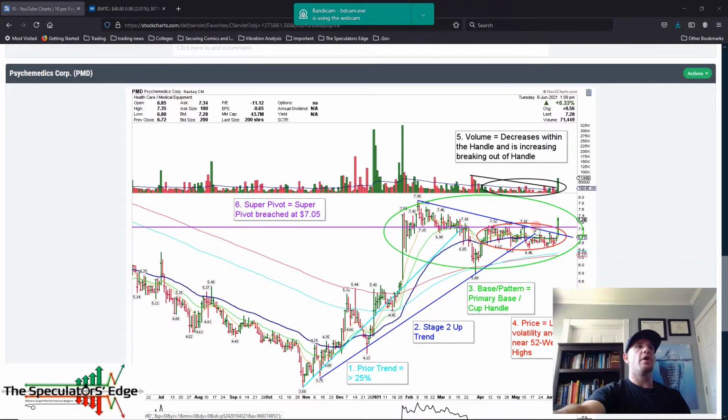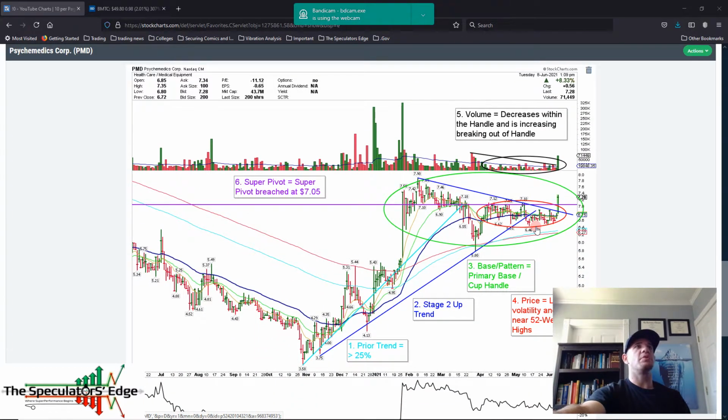Okay, so next stock, or the last stock, is PMD, which is Psychmedics, and they're in healthcare and medical equipment. This stock is having a really nice day, really strong price action. The prior trend is greater than 25%. We have this nice uptrend. We are in a stage 2 uptrend as well. The 200-day moving average is below the 150-day moving average, with the 50-day moving average being above both of those, which is good. That's what we want to see.